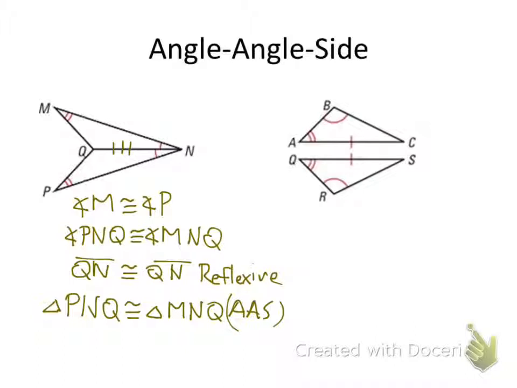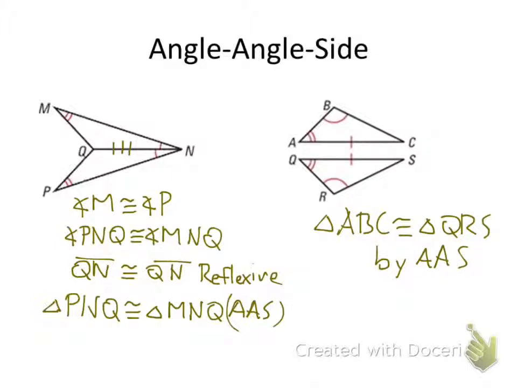A and B are angles in the top triangle. Q and R are the corresponding respective angles in the bottom. We have AC and QS are congruent sides. Again, notice if it was segments AB and QR, then it would be angle, side, angle, but the fact it's not between them means it's angle, angle, side. We'll list it that ABC is congruent to QRS by angle, angle, side.